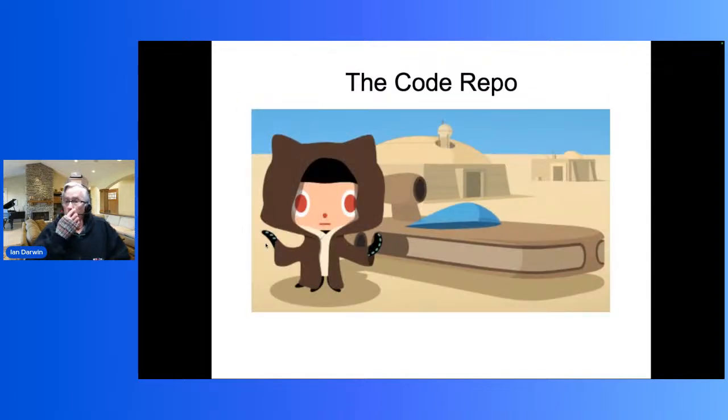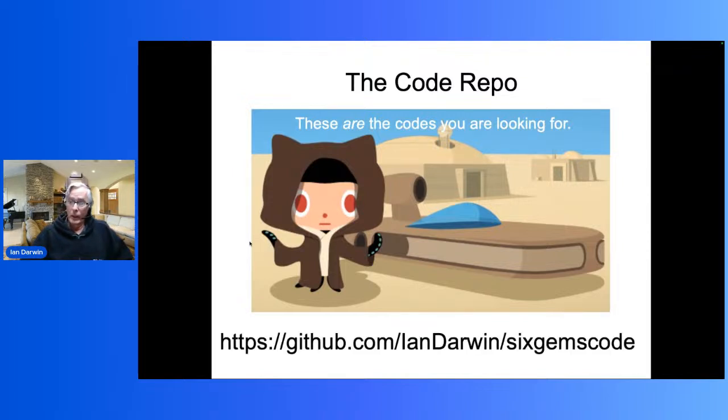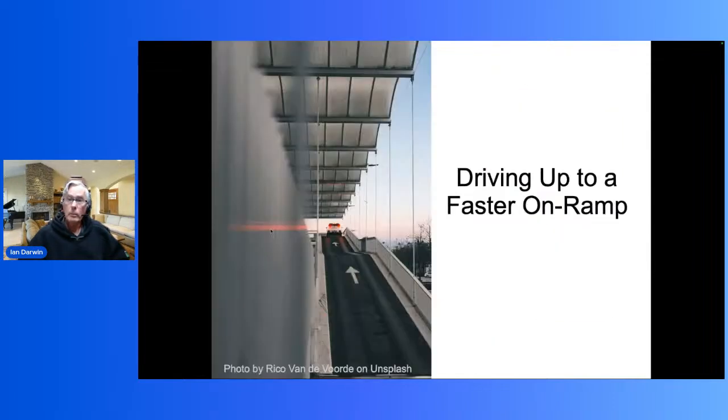The code, all the example code that I'm showing is available. These are the codes you were looking for. There's the GitHub for them. GitHub, my name, and then 6 gems code for 6 gems from Java.